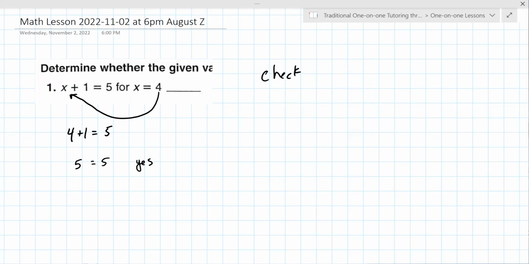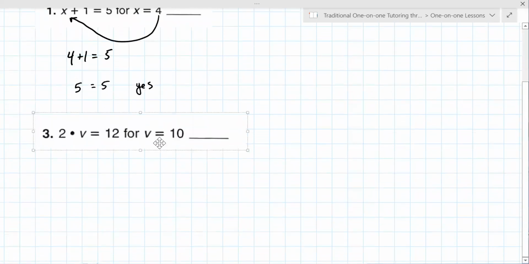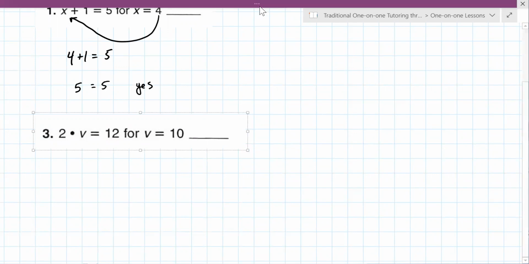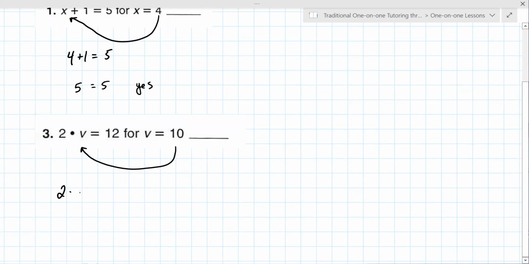So let's have you try number 3. It's truly just a yes or a no here. Either it works or it doesn't work. 2 times v equals 12. So when you put 10 in, 2 times 10, does that equal 12? No, it does not. And then 5 and 7 are both yeses. Perfect, so you know how to do those.